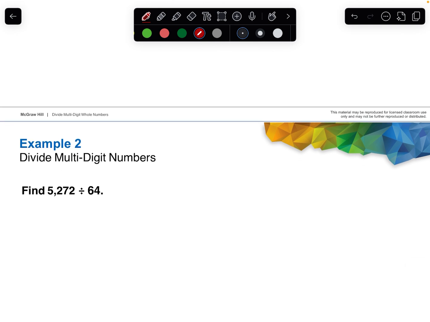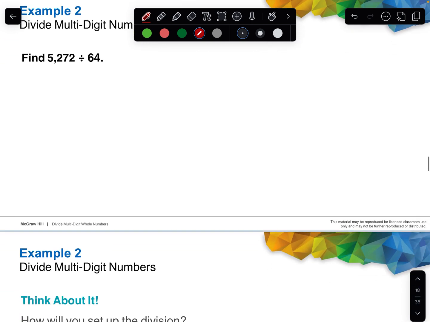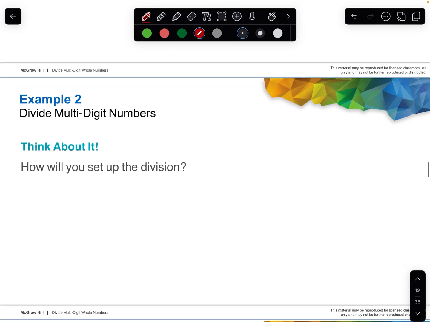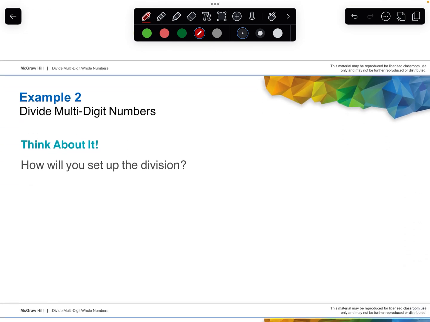Let's take a look at example 2. 5,272 divided by 64. Now again, first of all, before we start this, how are you going to set up your division? Think about it, and we'll talk about this in the class.